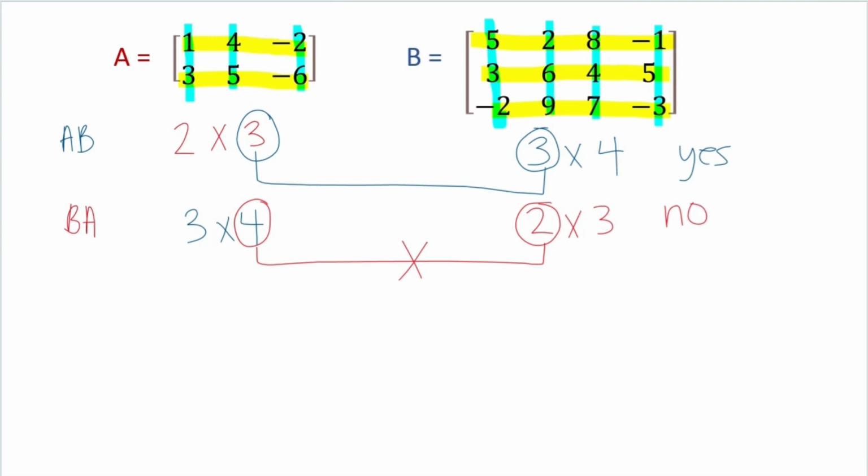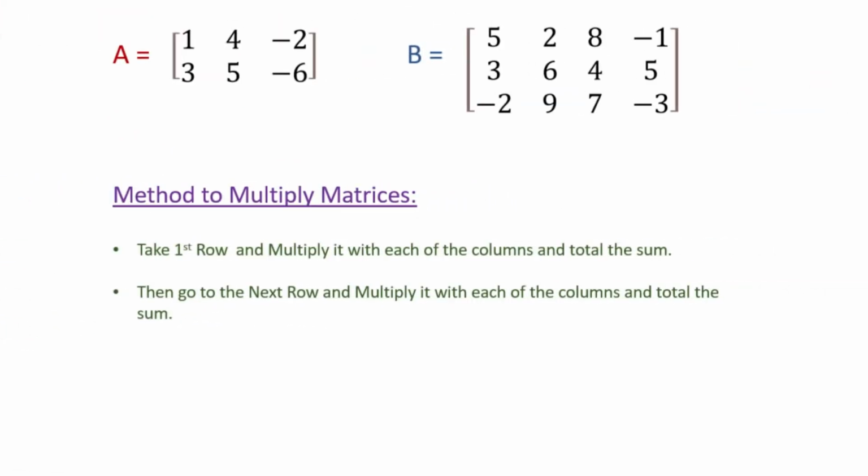So let's look at the method we would use in order to multiply matrices. The method is we're going to take the first row and multiply it with each of the columns and then total the sum. And then after we do that, we go to the second row and multiply that against each of the columns and sum up their total. Let's go ahead and look at an example of how to do that.